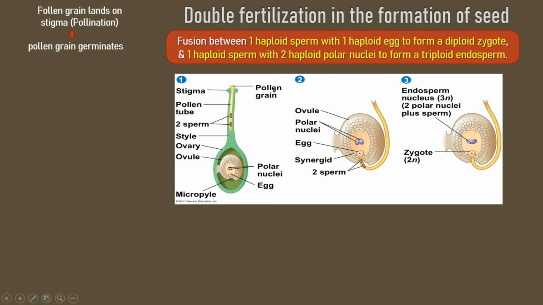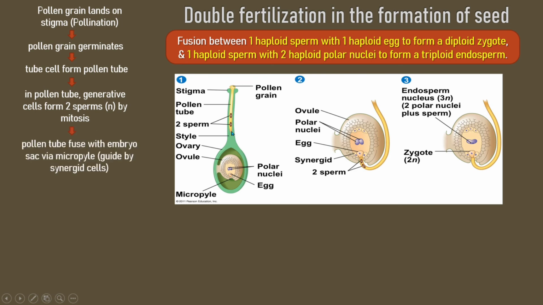When the pollen grain germinates, the tube cell will produce pollen tube. And inside the pollen tube, the generative cell will undergo mitosis to produce 2 haploid sperms. The pollen tube will elongate along the style towards the ovary, and then the pollen tube will fuse with the embryo sac through the micropyle, the opening of the ovule.